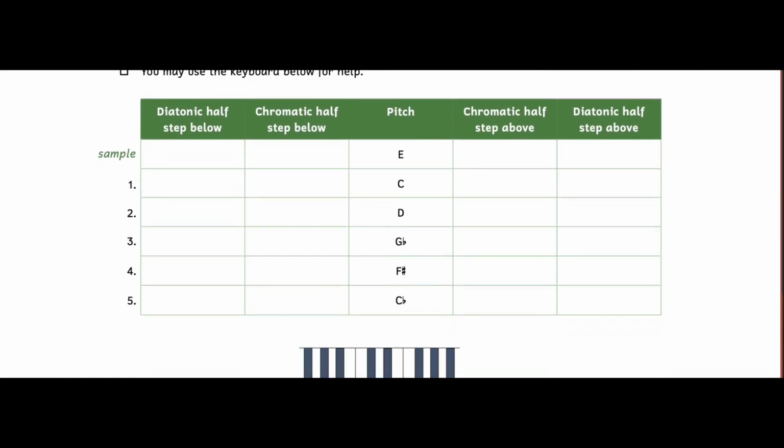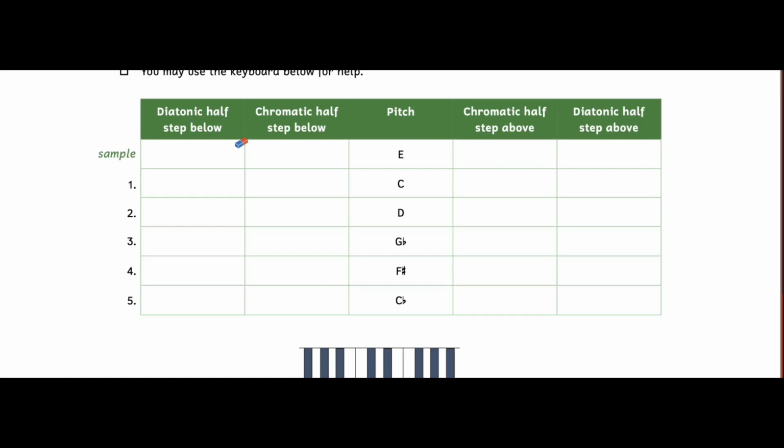Now in this exercise, the pitch is given in the third column, and we need to write a chromatic half step below here and a diatonic half step below here. Then a chromatic half step above here and a diatonic half step here. So remember that chromatic half steps will have the same letter name, while diatonic half steps have different letter names.